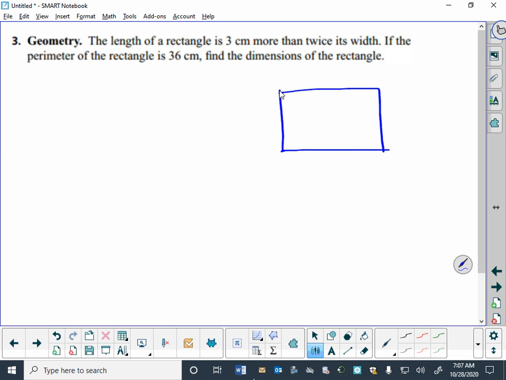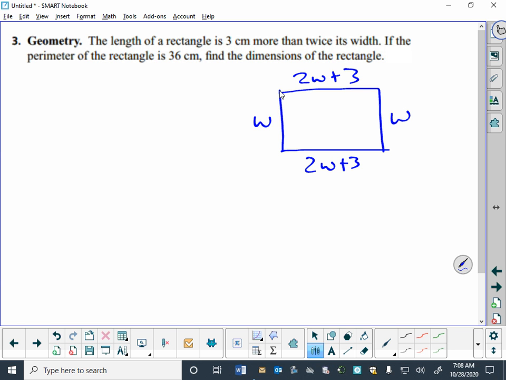Definitely start by drawing a picture of a rectangle, and it says the length is 3 centimeters more than twice the width. So if that's the width, then the length is 3 centimeters more than twice that. That's what our rectangle would look like, which clearly means those dimensions are true as well. And it says that if the perimeter of the rectangle is 36, then what are the dimensions? This is the way I set it up. It's not going to end up as a system of equations, but I'll show you how it would. In fact, let's do that.